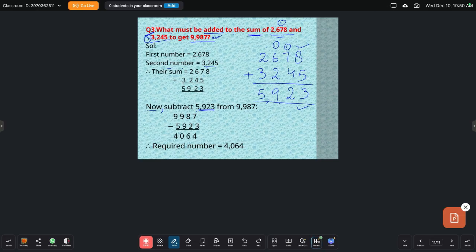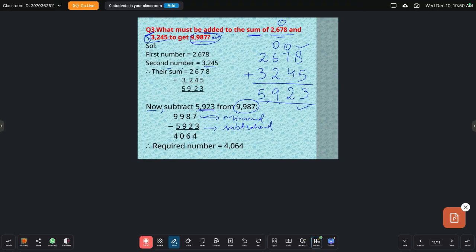5923 is the sum that we got from the first and the second number. So we need to subtract this number from the third number, which is already given in the question. Okay, let us subtract. Here, this third number becomes our minuend. Okay, it is our minuend now, and this number is now our subtrahend.